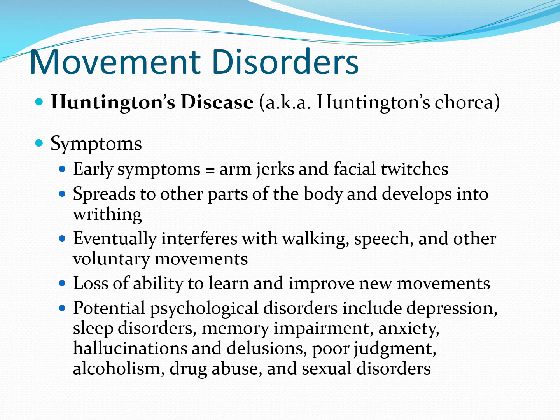The other movement disorder that's discussed in your textbook is Huntington's disease, sometimes known as Huntington's chorea. Chorea means to dance, which is a pretty pejorative term to discuss how these people will have a lot of unwanted movement. So early on, they're going to have some jerks and twitches, but that's going to spread to other parts of the body and develop into writhing.